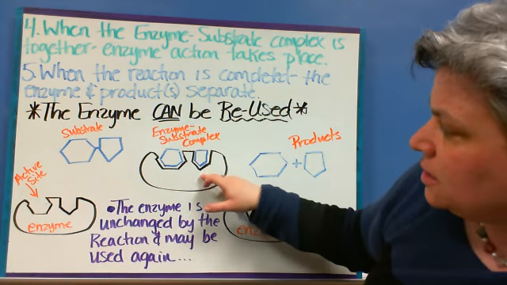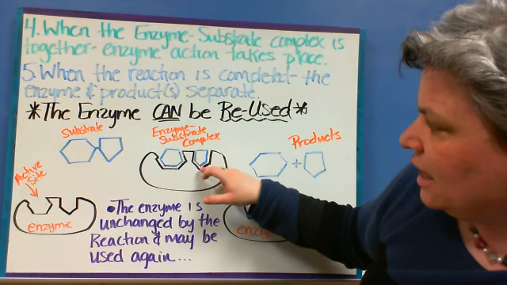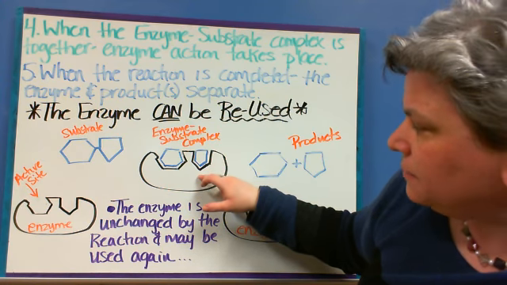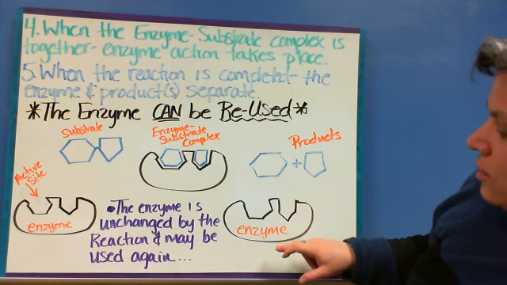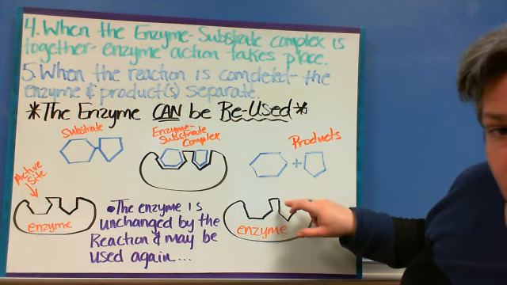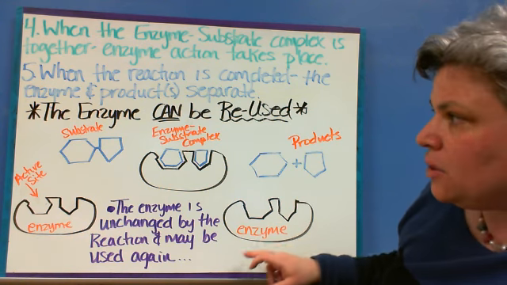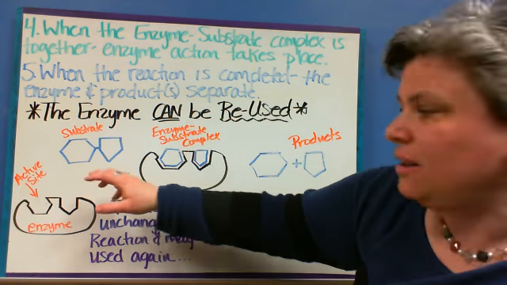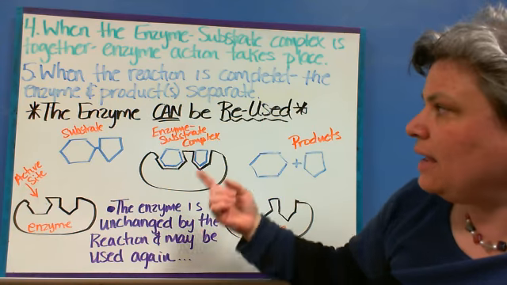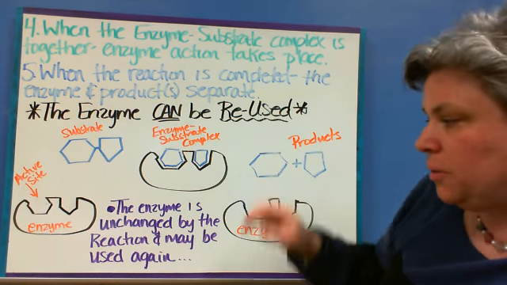When the enzyme and the substrate are together, that is the enzyme-substrate complex. Finally, when we're all done, the enzyme and the products come away from each other. The enzyme could go meet up with that substrate again and do the same action. So that enzyme can be reused multiple times.